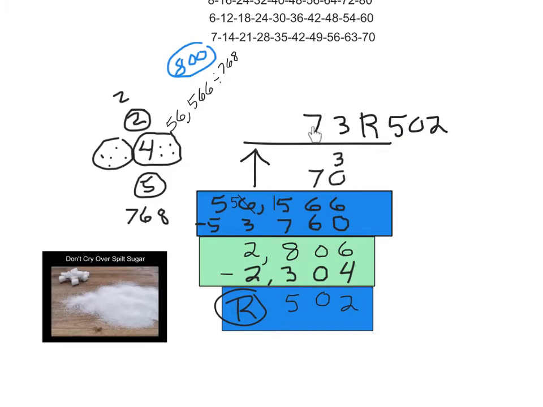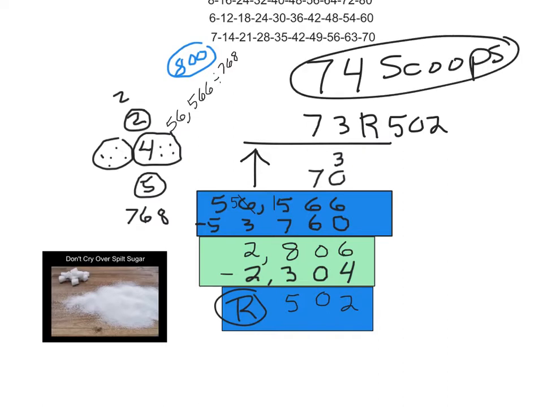Well, you're going to have 73 full dustpans, right? And then you're going to have a remainder of 502 dustpans, or granules, I'm sorry. 502 granules left over. And that means you actually need 74 scoops of that dustpan to pick up everything. So your real full finished answer is 74 scoops, my friend.